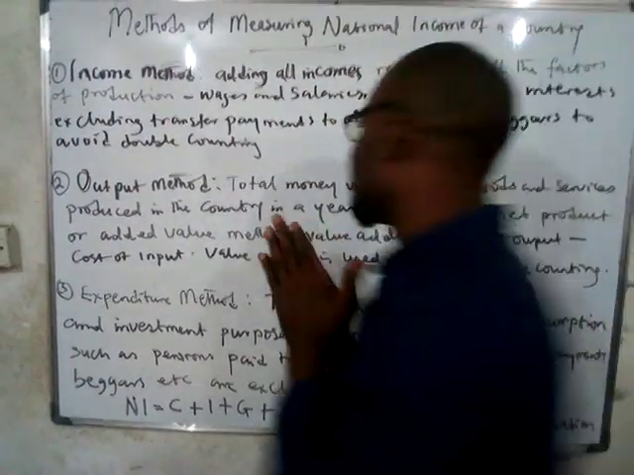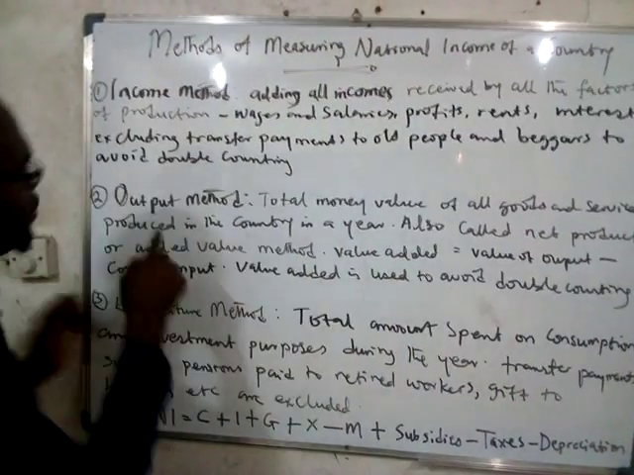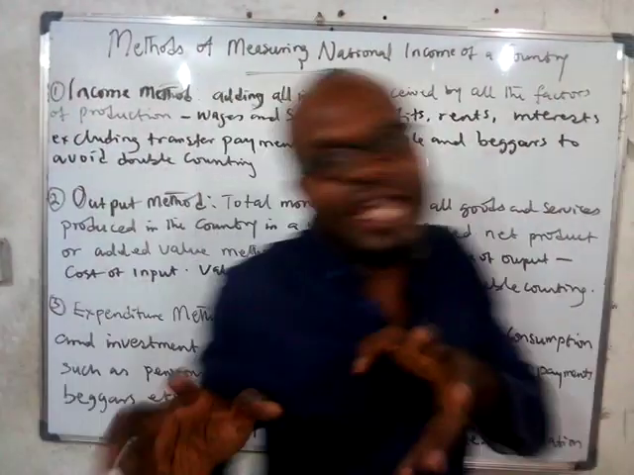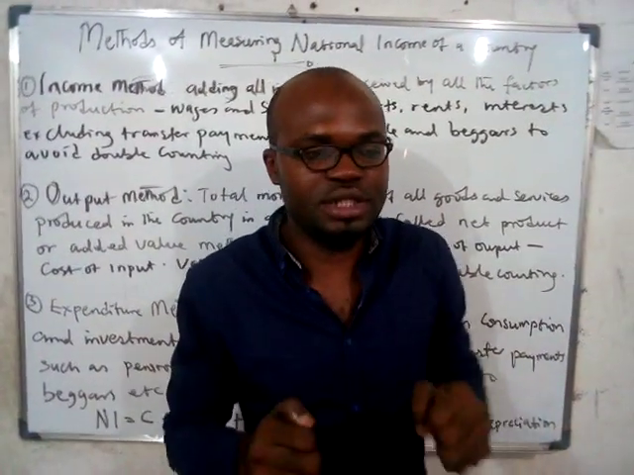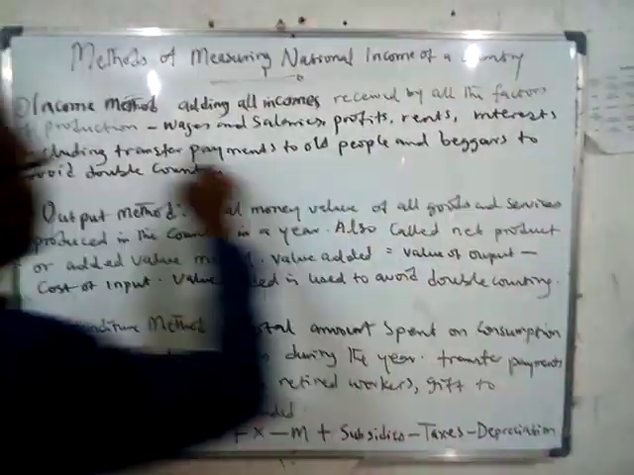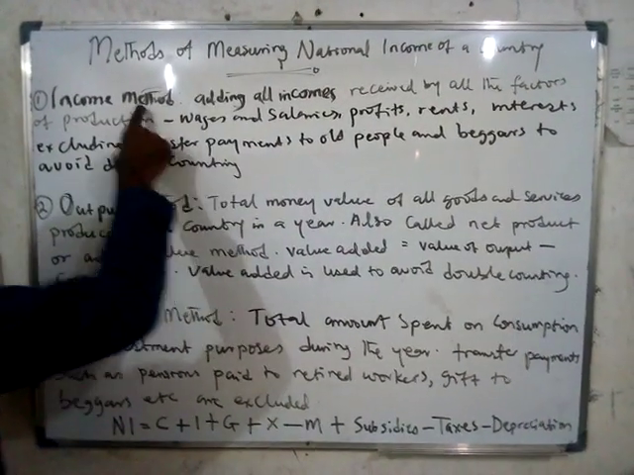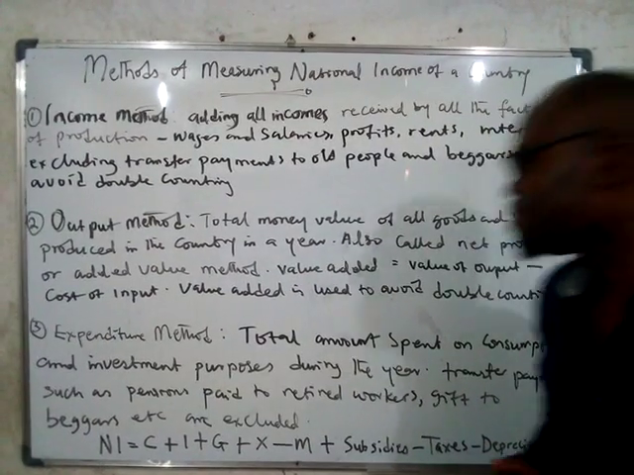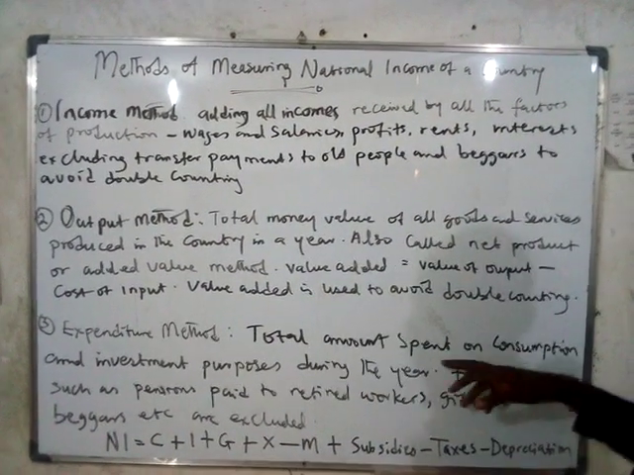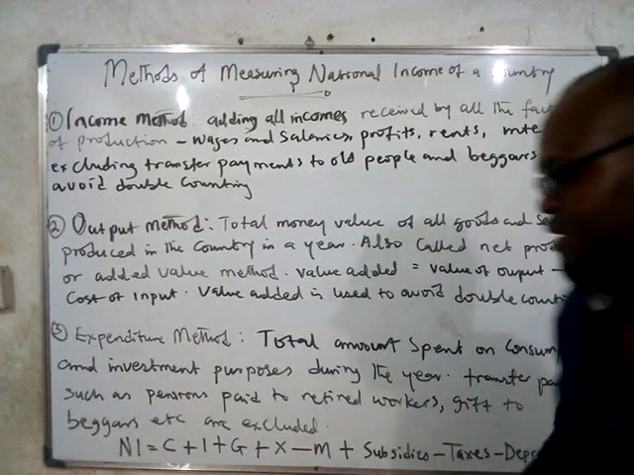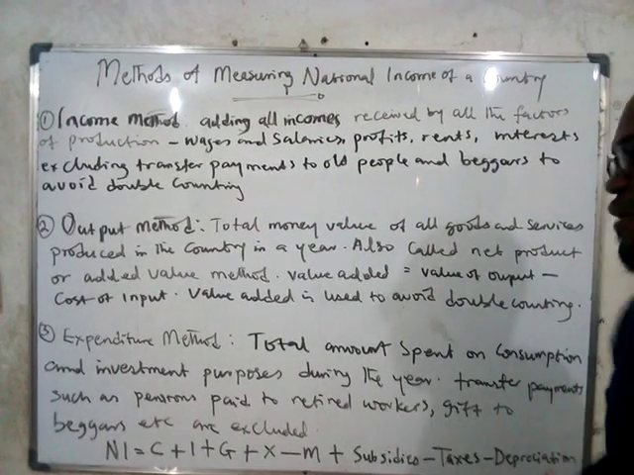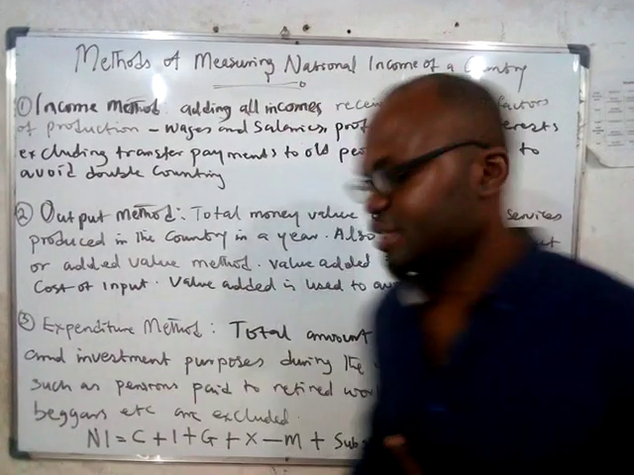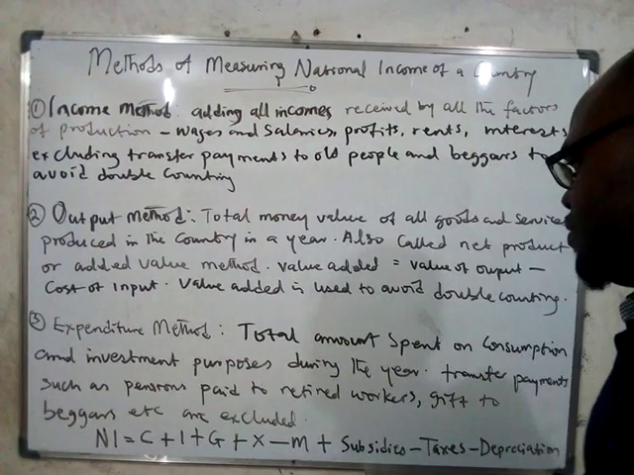So when you're taking the total volume of goods and services produced, you're using what we call the output method. But when you're checking the total income of individuals, business organizations, and governments, you're using the income method. Then the last method is the expenditure method, which is the total amount spent on consumption and investment purposes during the year. So the total money that the country is able to spend also shows the national income.